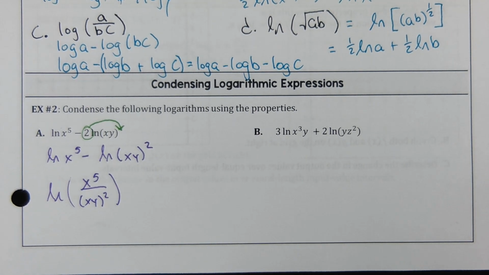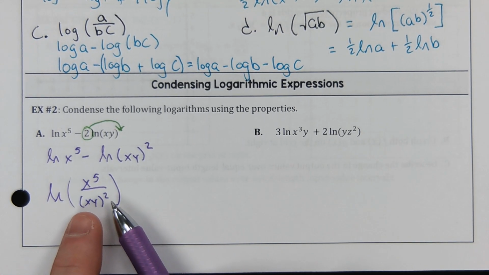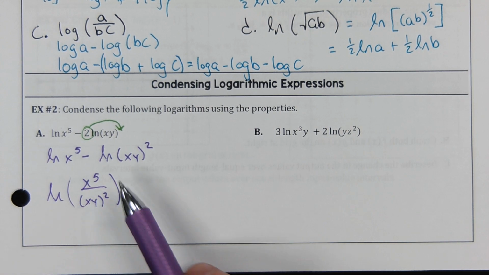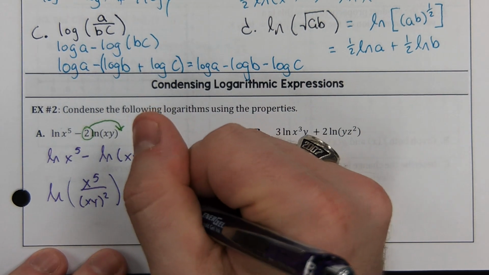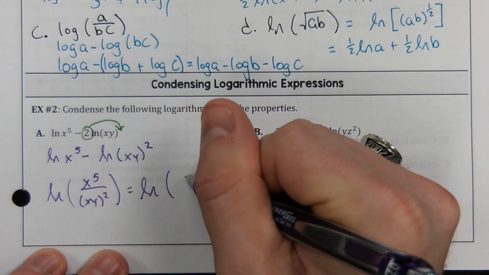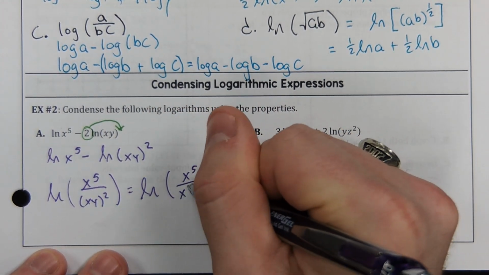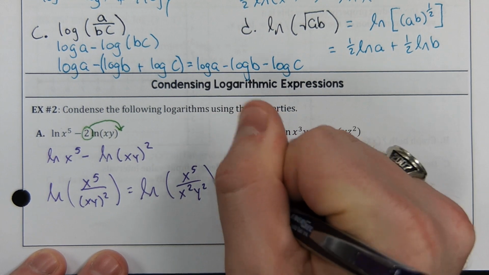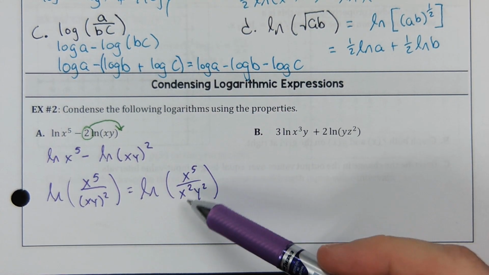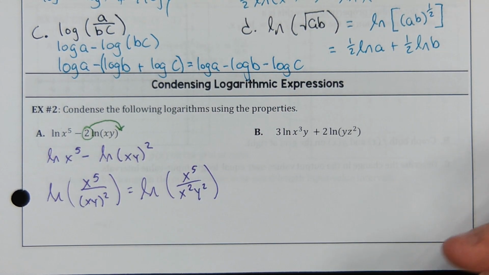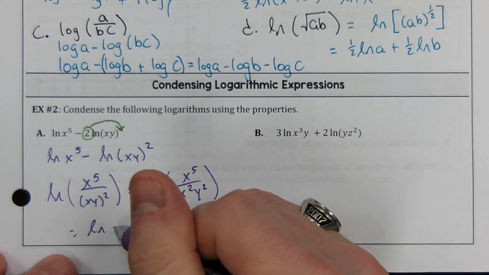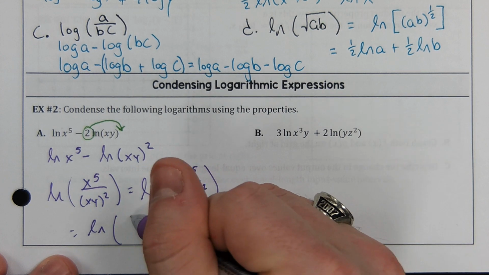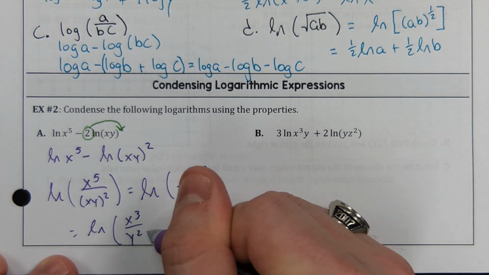Except you could actually apply some properties of exponents here. This will simplify a little bit. Because here, when you divide two numbers of the same base, you subtract their exponents. So it's going to be most condensed and simplified if you say the ln of x cubed over y squared. There we go.